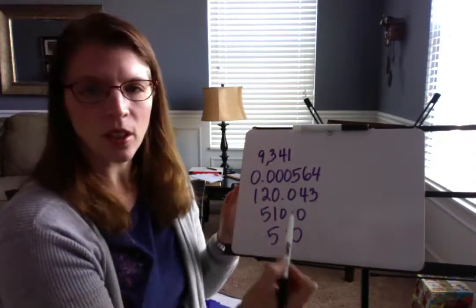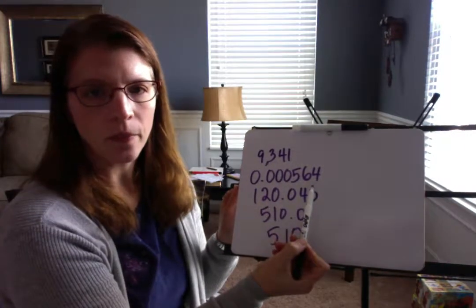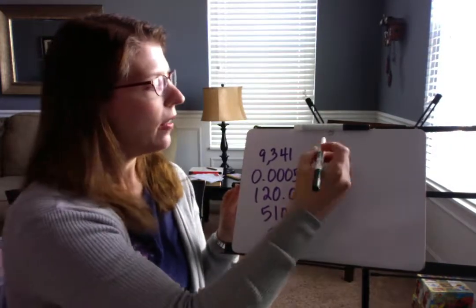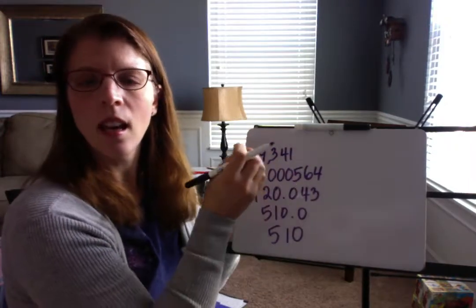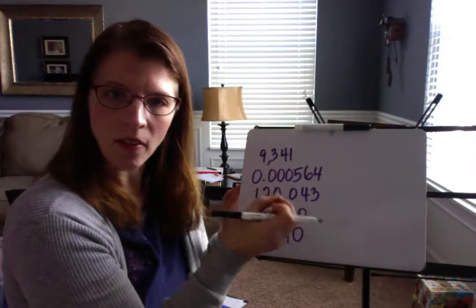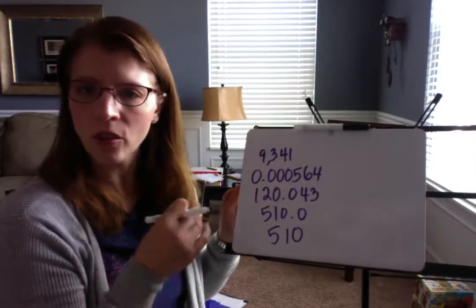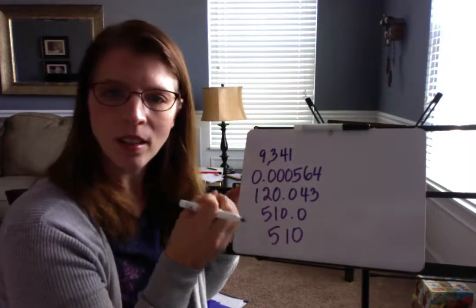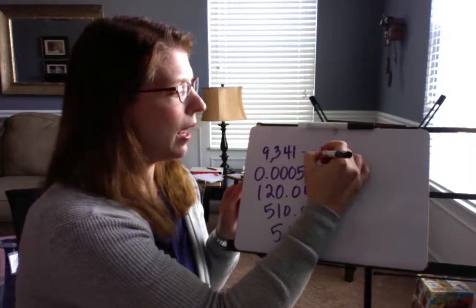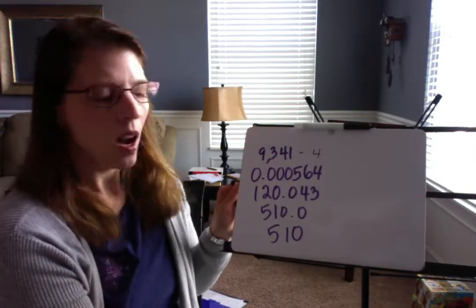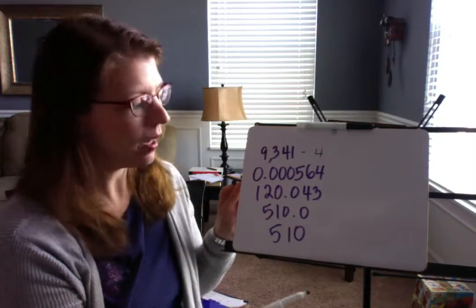Okay, here's some different scenarios. 9,341. How many sig figs? Okay, that's the easiest case. Each digit is stating a level of accuracy. There's no zeros for placeholders, so there's no confusion. If it's a non-zero digit, it counts. So how many does this one have? 4. All right, let's look at the next one because zeros are where we get tripped up, okay?